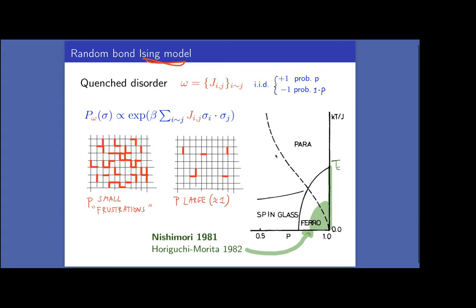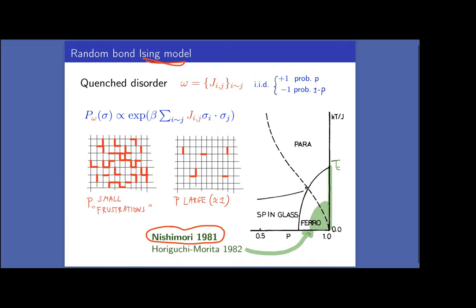And for this model, what is known, and this was a very beautiful observation of Nishimori that I will keep discussing later in this talk, is that there is a specific line in this two-parameter space. So there is the temperature here, and there is this p-value for the disorder on the bonds. And in this diagram, there is this specific line on which you can compute many things explicitly. And we will see an instance of this later in this talk.